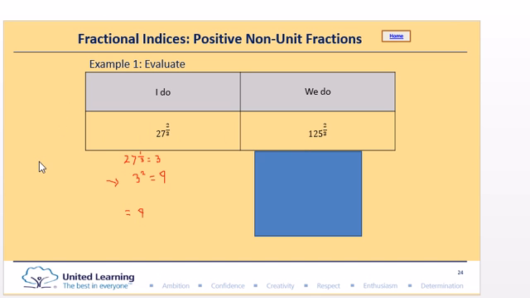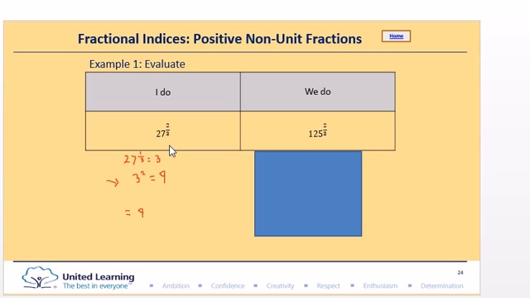Okay, so here we have another example. Our first I do is 27 to the power 2 over 3. So this time we have a fractional indice where the top of the fraction is not just 1, and that changes what we have to do a little bit, but not much.